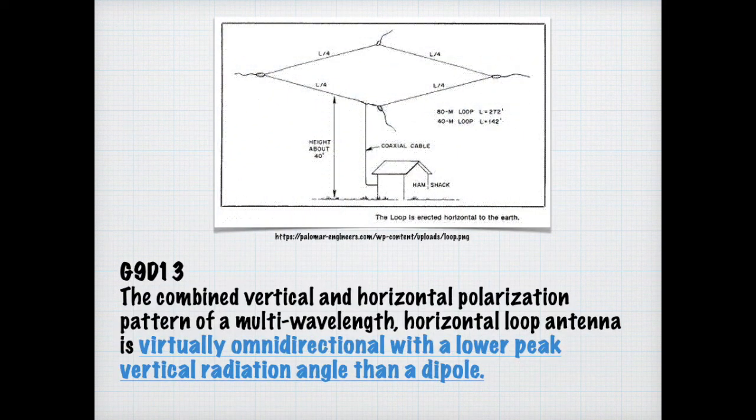The horizontal loop antenna, which is also known as a loop skywire antenna, is a very old but effective design. The main purpose of constructing it is to create an omnidirectional antenna that provides multiband capability. This antenna performs well from the lowest frequency to the band for which it was designed, all the way up through 10 meters. For the exam, you need to know that the combined vertical and horizontal polarization pattern of the multi-wavelength horizontal loop antenna is virtually omnidirectional with a lower peak vertical radiation angle than a dipole.